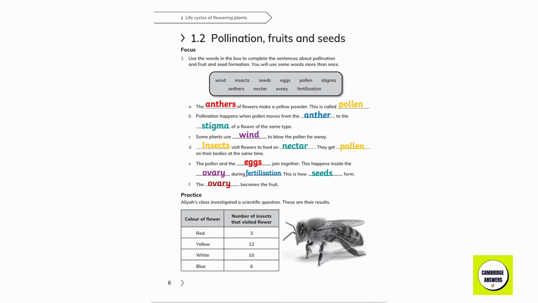Alia's class investigated a scientific question. These are their results. Color of the flower, number of insects that visited the flower. Red 3, yellow 12, white 10, blue 6. Question number 2. Suggest the question that Alia's class investigated. Which color flower do the insects visit the most?